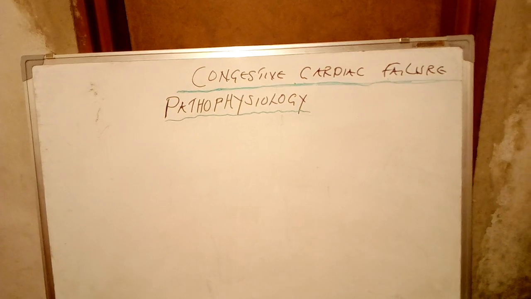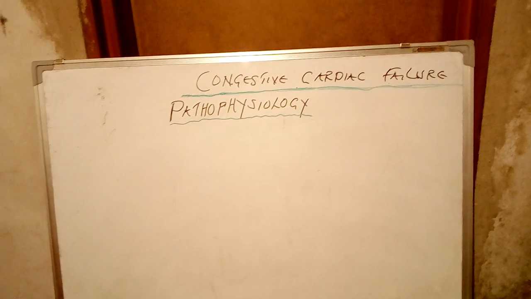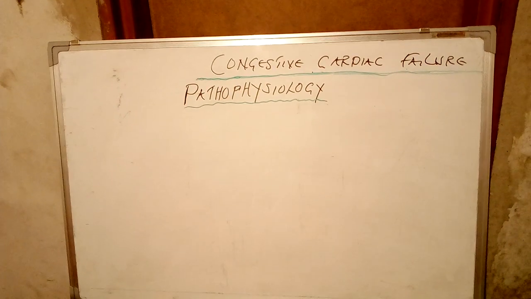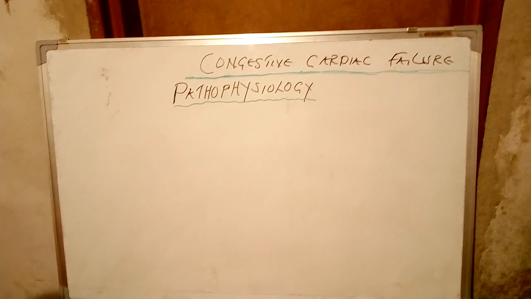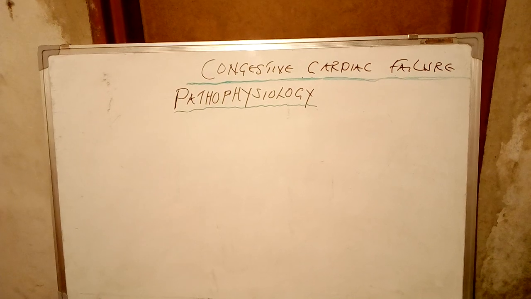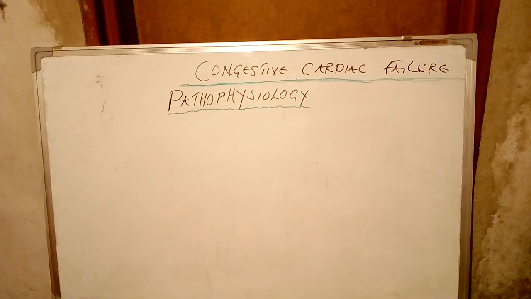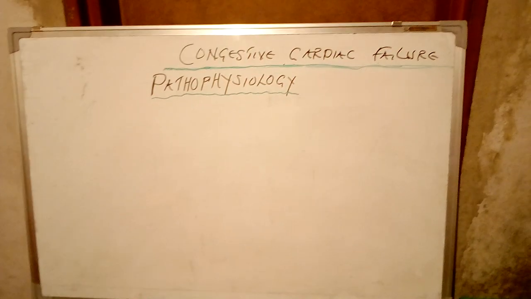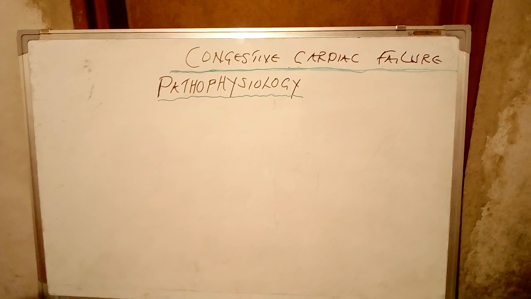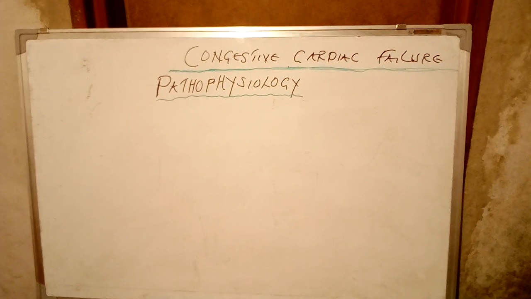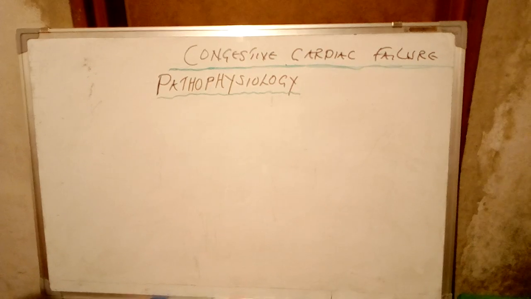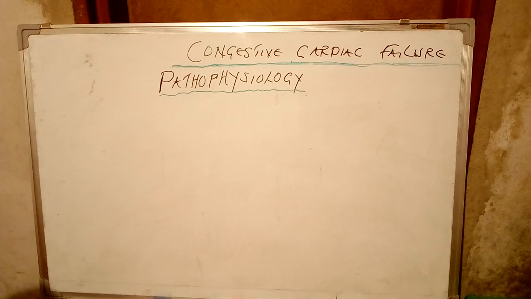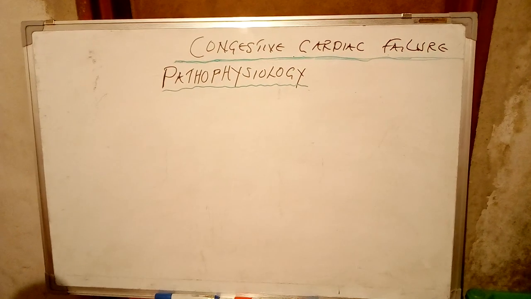Welcome back, guys. So we're going to talk about the pathophysiology of congestive cardiac failure. We looked at the definition of congestive cardiac failure, the predisposing factors and the types of heart failure. So please, if you haven't watched that video, find time to watch it. Looking at the pathophysiology, we first need to understand the normal physiology of the flow of the heart. How does blood flow to and from the heart?